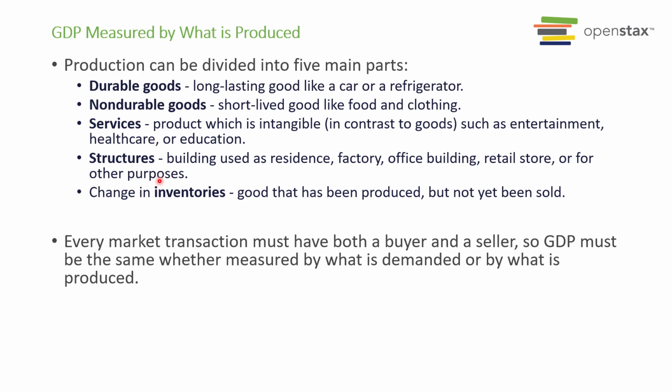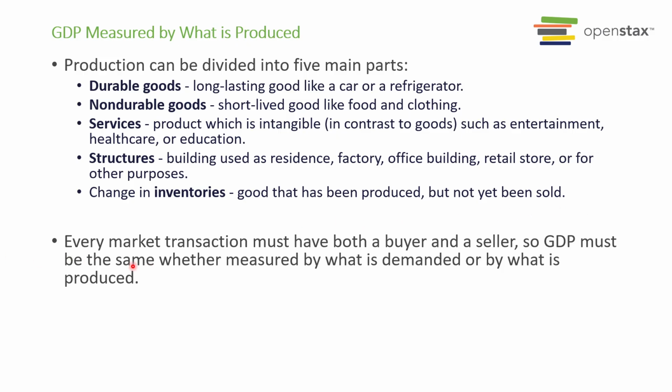All right, we also produce structures, construction, things like that, new construction. So buildings that can be used as residences, factories, office buildings, retail stores, or for any other purpose. Storage, for example, that's a big one. And then finally, we have the change in inventories, right? So if a good has been produced but it has not been sold yet, it's actually an increase in inventories. And if there are goods that haven't been produced but inventories start to be sold down, that would be a negative change in inventories, all right?